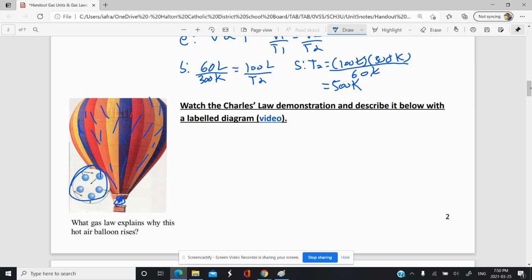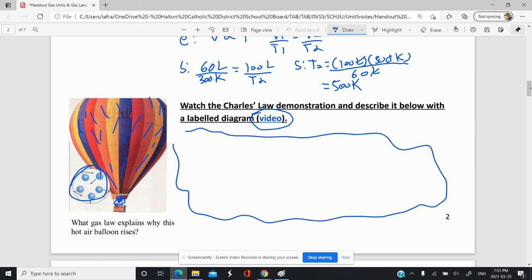I'd like you to also watch this quick demonstration of Charles's law and just briefly describe it in the space over here. So maybe make a little labeled diagram to explain what's going on with some particles and try to use the kinetic molecular theory and Charles's law in order to explain that demonstration.